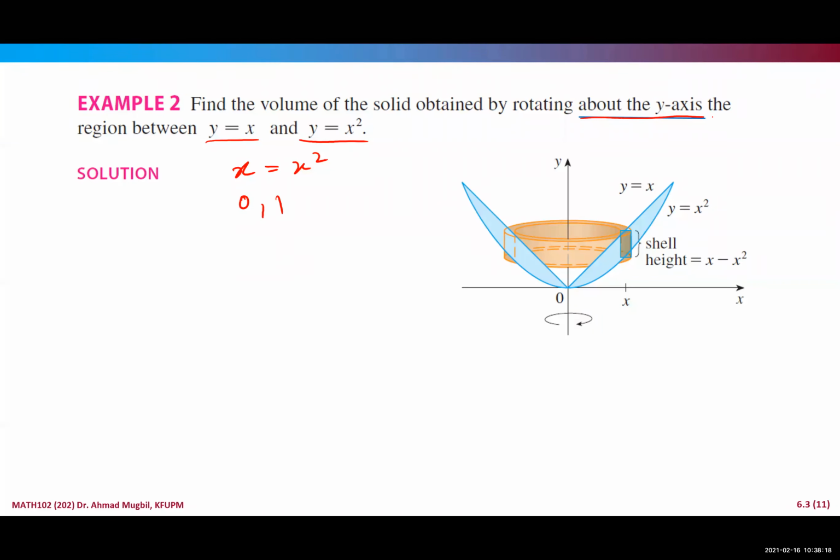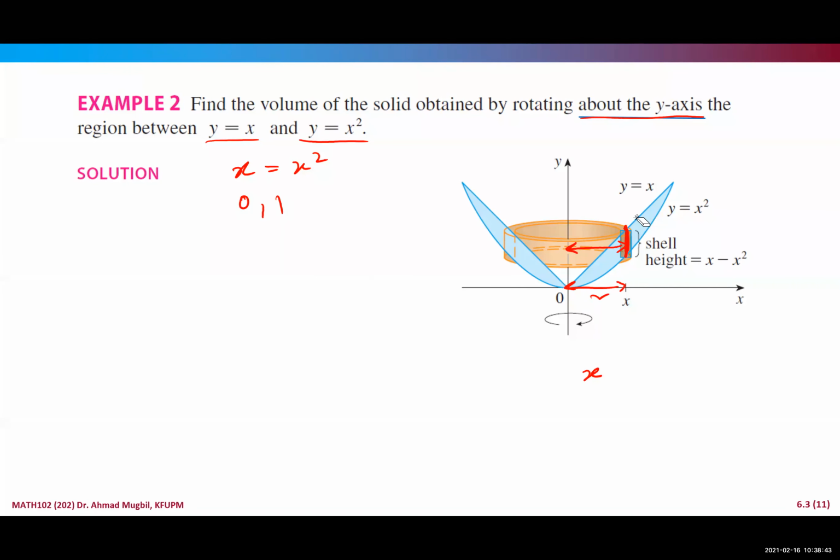This is the region. We will rotate it about the y-axis, so we will apply the shells method this time. To use the shells method, again, you will draw a line or a rectangle, if you want, parallel to the axis of rotation. Here it is. Then you will find the distance from this line to the axis of rotation, from here to here. It is x, by the way; this is r.